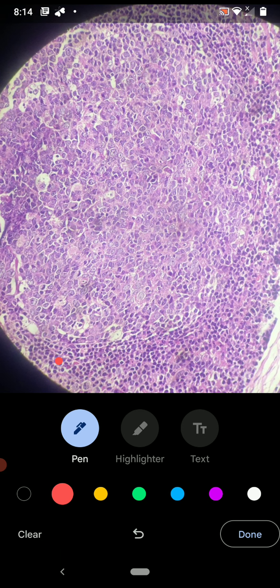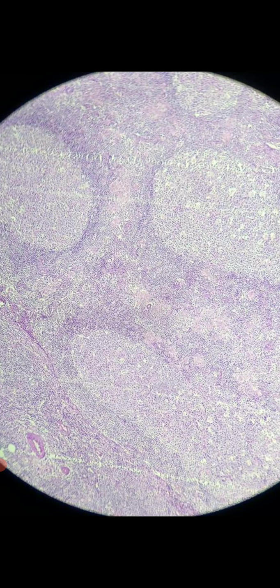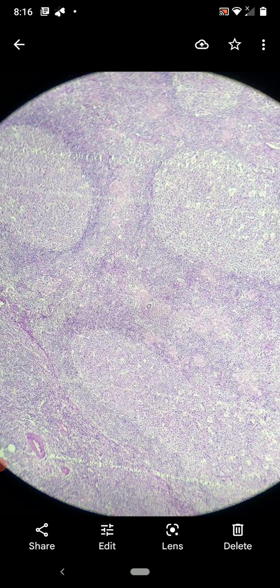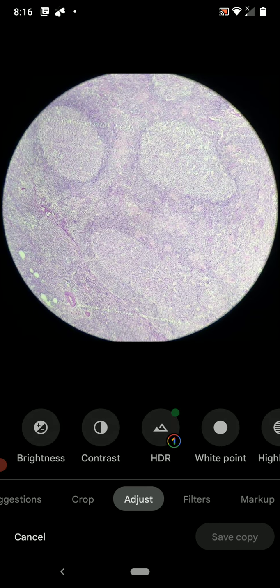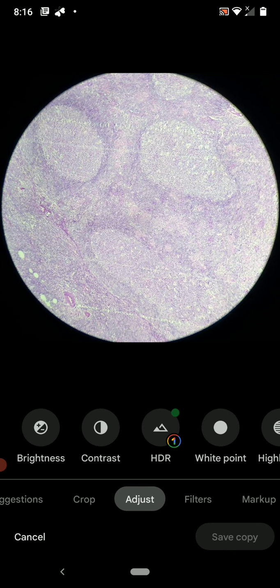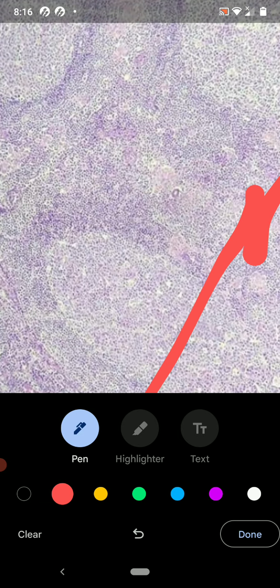Now let us see other pictures. Here again we can see the reactive follicles with outer darker rim of naive mature B cell and central paler area of the germinal center. And we can also appreciate some pale eosinophilic area in between. So this is reactive follicle and some pale eosinophilic areas also seen in between. This pale eosinophilic area.